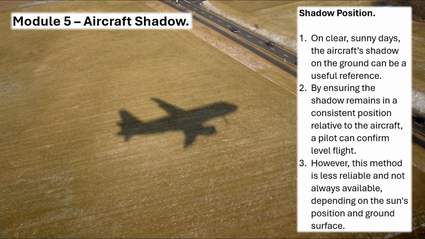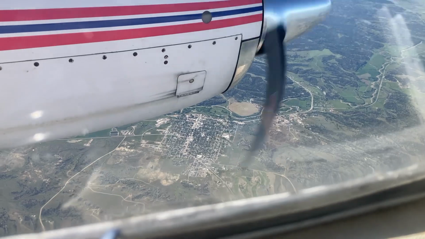Aircraft shadow, shadow position. 1. On clear, sunny days, the aircraft's shadow on the ground can be a useful reference. 2. By ensuring the shadow remains in a consistent position relative to the aircraft, a pilot can confirm level flight. 3. However, this method is less reliable and not always available, depending on the sun's position and ground surface.